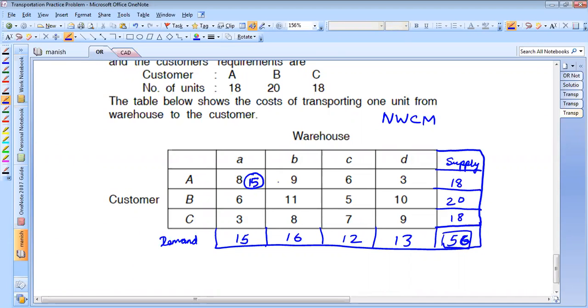Okay, let me just write it here. So for the northwest corner method, what we do is take the topmost row and the leftmost column, isn't it? In this, we see the supply and the demand. Demand is 15, supply is 18. How much should I allocate here? 15. So if I allocate 15, this will become 0. This will become 3. So this column will get eliminated.